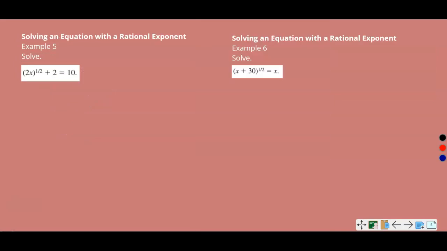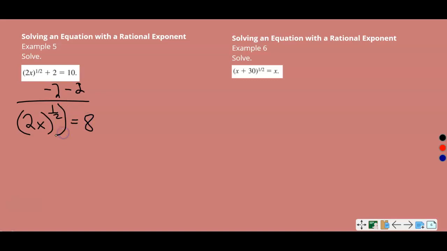Example 5, solving an equation with a rational exponent. We're going to solve this very much like a radical equation by isolating the variable with the exponent first. So the first thing I need to do is subtract 2 on both sides. I'm going to have 2x raised to the 1/2 power, which is the same thing as the square root of 2x, and then 10 minus 2 is 8.